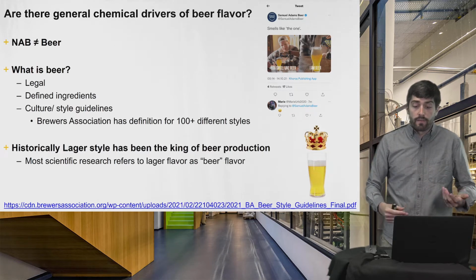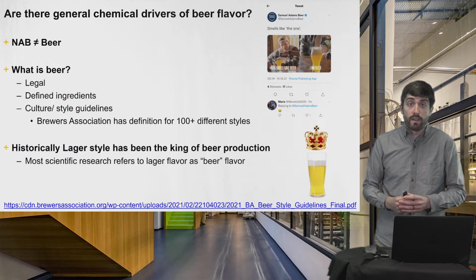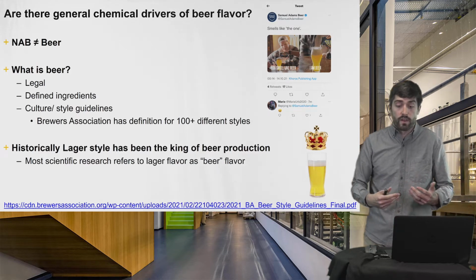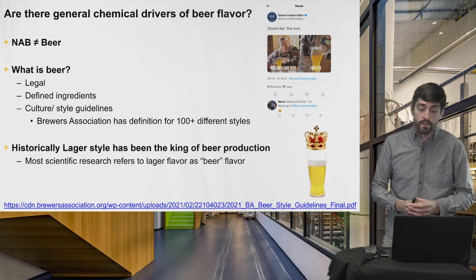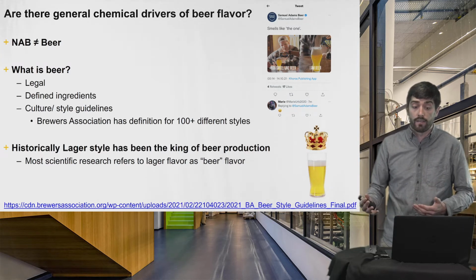And there are many different definitions of what beer is. For example, the Brewers Association in the US has defined over 100 different styles of beer. Therefore, it becomes more and more difficult to come up with a general term for what beer is. And from a flavor perspective, I think we would all agree that a Berliner Weisse is not a chocolate stout.